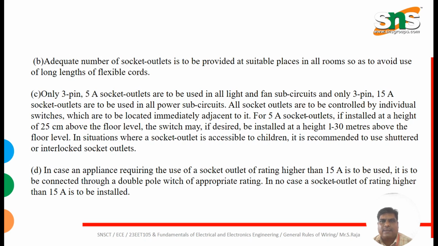For 5 ampere socket outlets, if installed at a height of 25 cm above the floor level, the switch may, if desired, be installed at a height of 1.30 meters above the floor level. Where a socket outlet is accessible to children, it is recommended to use shuttered or interlocked socket outlets. In case an appliance requires a socket outlet of rating higher than 15 amperes, it is to be connected through a double pole switch of appropriate rating. In no case is a socket outlet of rating higher than 15 ampere to be installed.